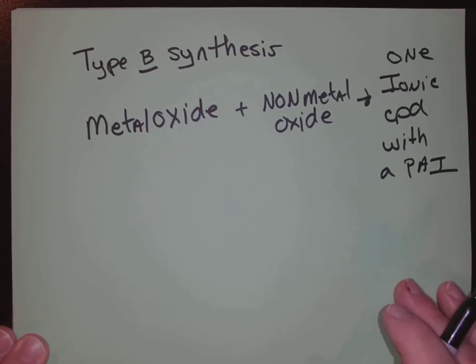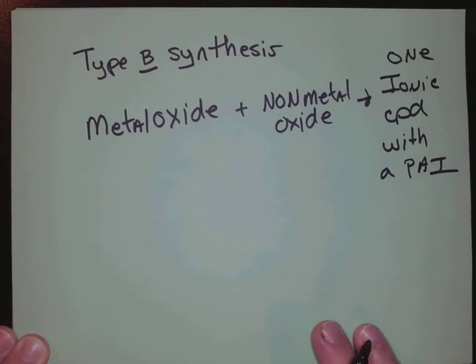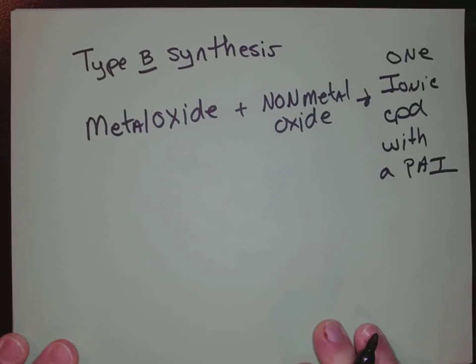Now, let's think about this. We have a metal oxide and a non-metal oxide. What type of compound is a metal oxide, and what type of compound is a non-metal oxide? Are they ionic or covalent? So I'm going to let you hit pause a second and try to figure that one out.